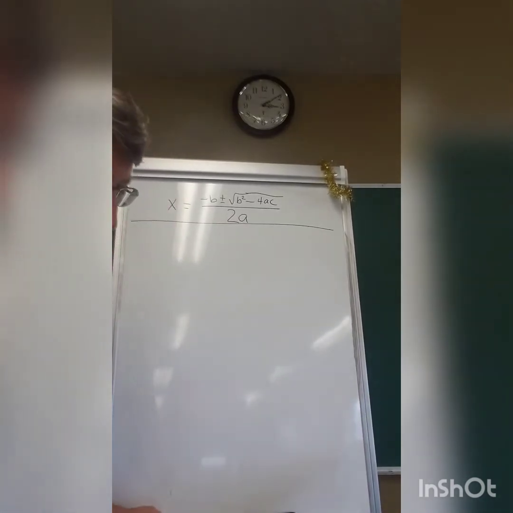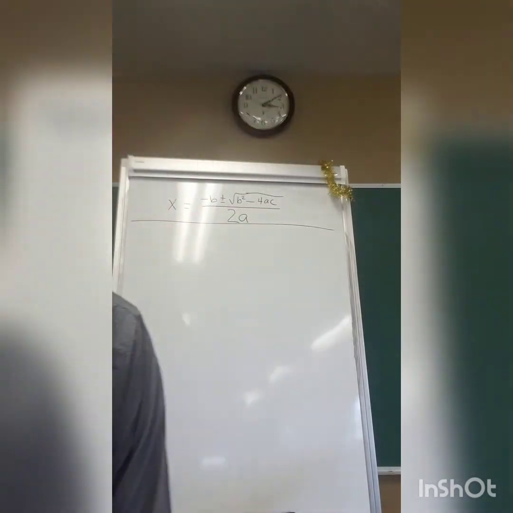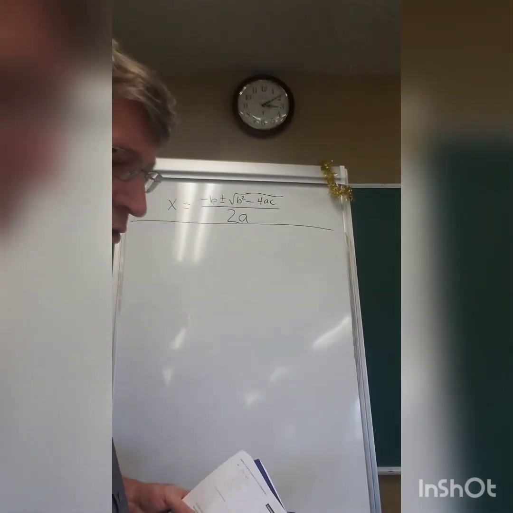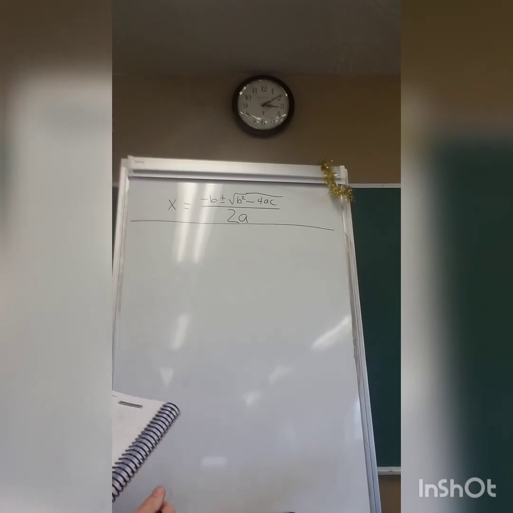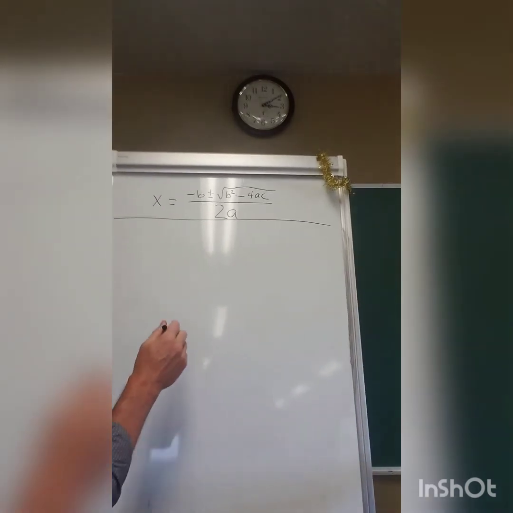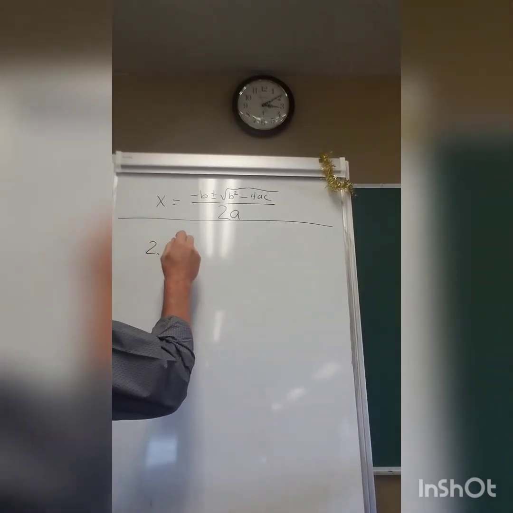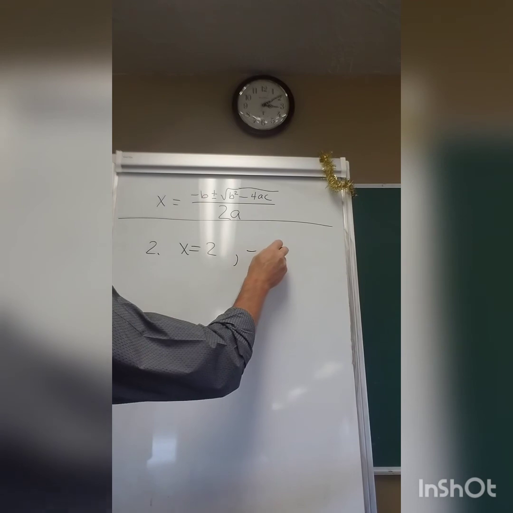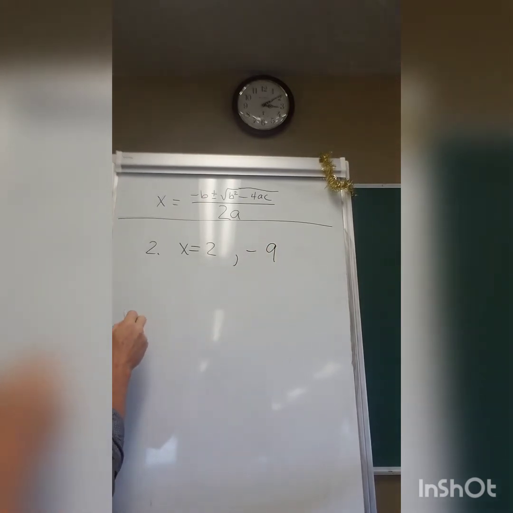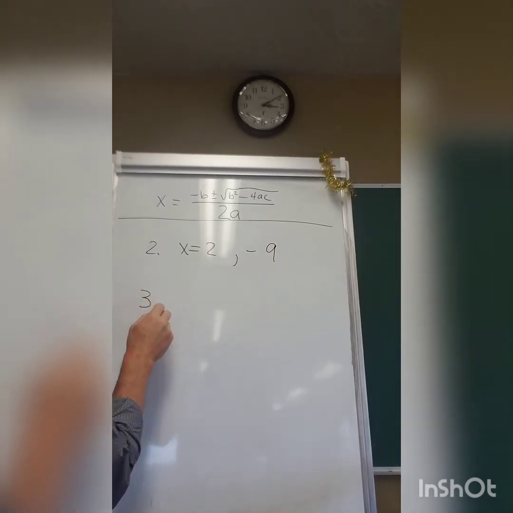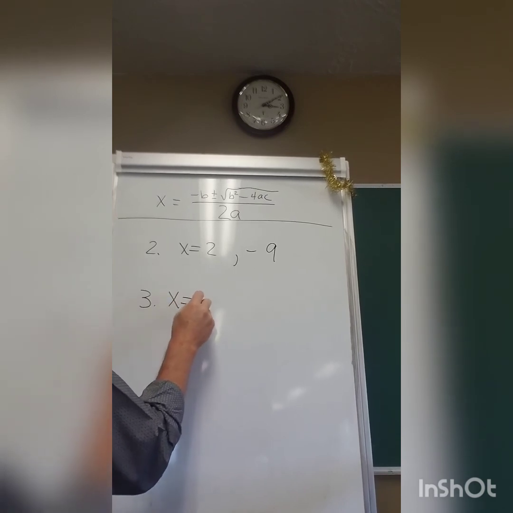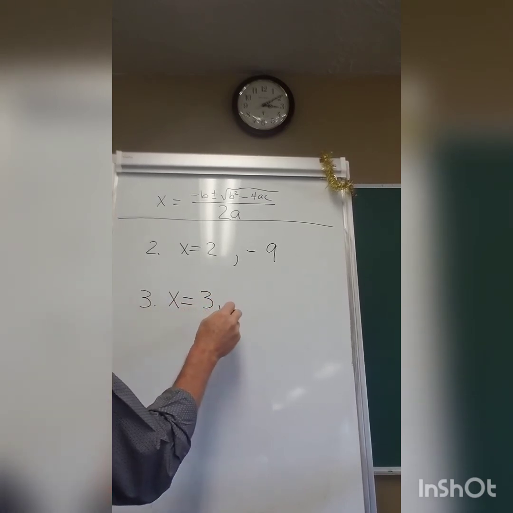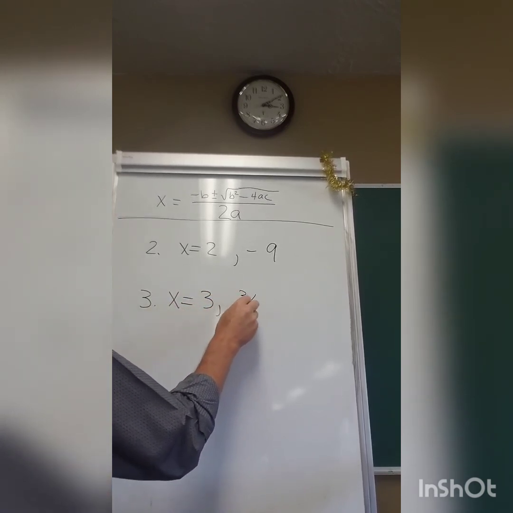I'm going to let you do number 2. I'm not going to do it on the board, but I'm going to give you the answer just to make sure you're doing it right. For number 2, pause the video and do it first. For number 2, your answer is x equals 2 and negative 9. The answer for number 3 is x equals 3 and 3/4.